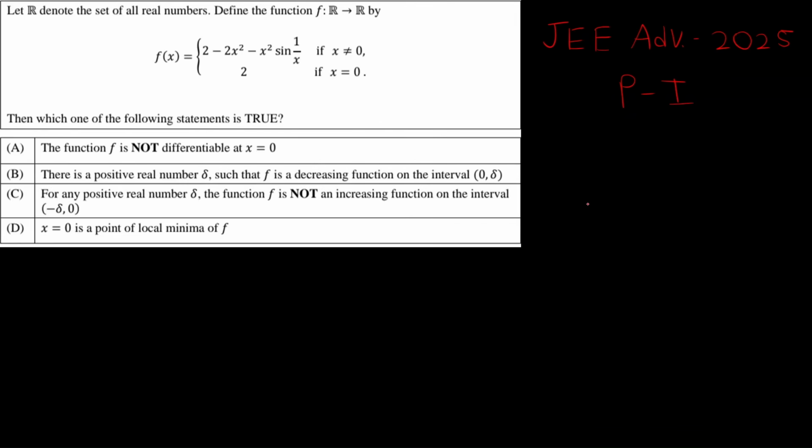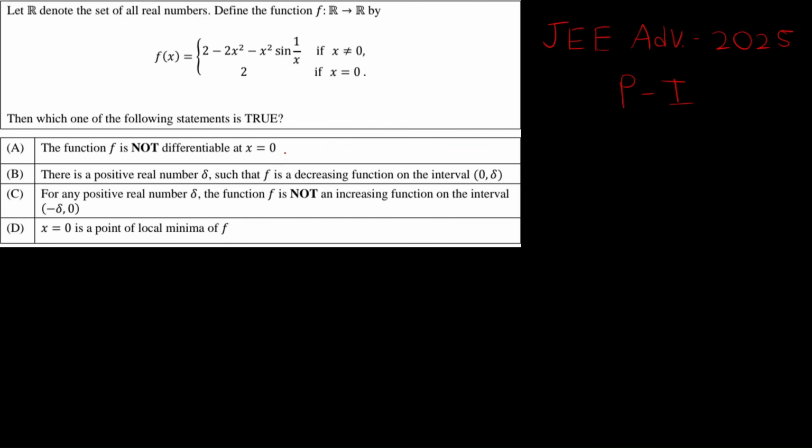Now you can pause the video here and try this JEE Advanced 2025 paper 1 question. After you pause, you can see the solution. Let us read the problem. Let R denote the set of all real numbers. Define the function f from R to R by f of x equal to this piecewise definition, which is broken down at x equal to 0 and x not equal to 0. Now they are asking which of the following statements is true.